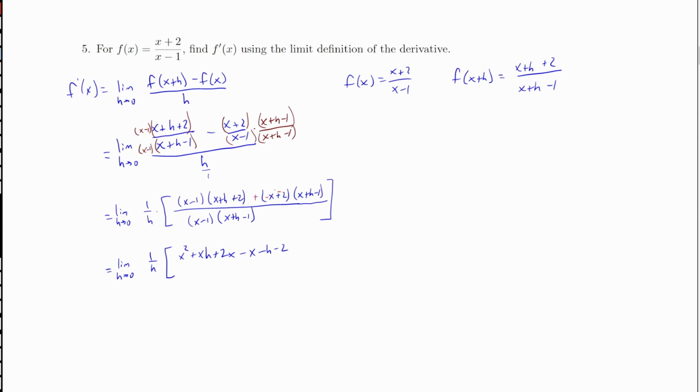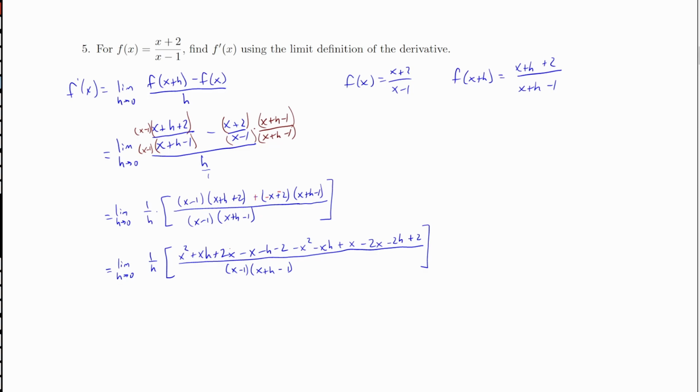So now I'm going to distribute this negative x. So I have minus x squared minus xh plus x. And now I'm going to distribute this -2. So I have minus 2x minus 2h plus 2. Don't do anything in the denominator because I don't have any good reason to.